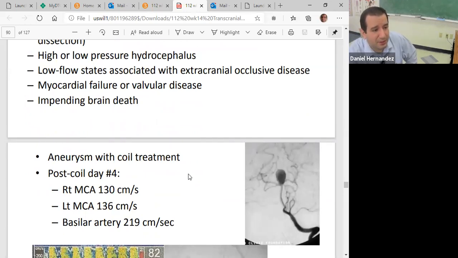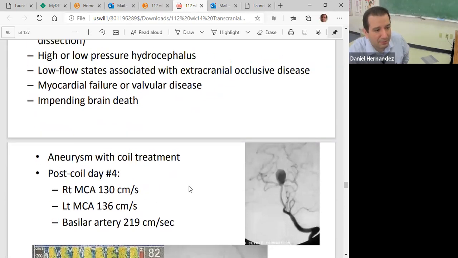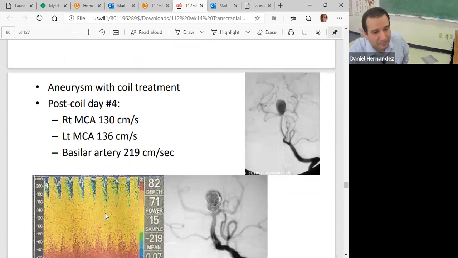So this is a patient that had a cerebral aneurysm that was treated with a coil treatment. With a coil treatment, they're basically going in and using a heated coil to embolize the artery to close off and seal the part that's bleeding. So this is post-coil day 4. Your middle cerebral arteries are slightly elevated, not terrible, but you have severe high elevation of the right basilar artery at 219.